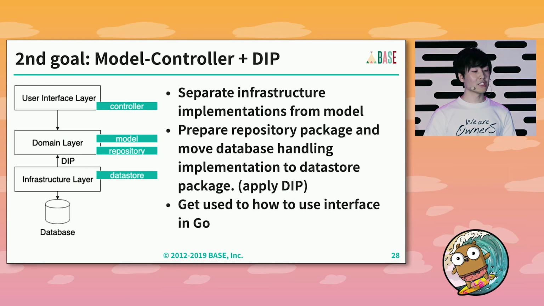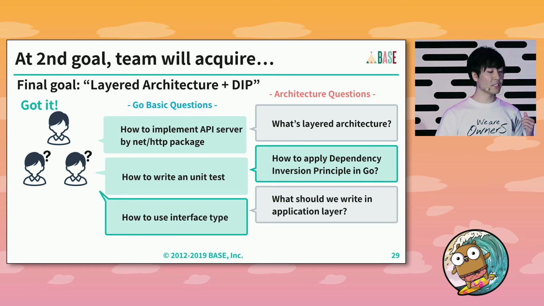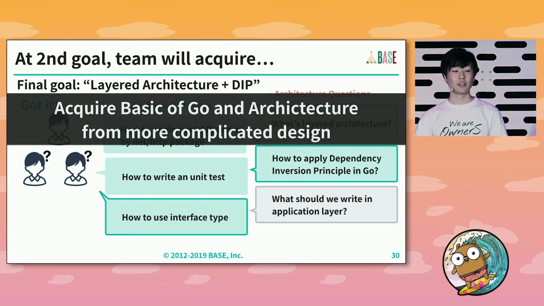The second goal is a model controller plus DIP. I try to separate infrastructure implementation from the model. I prepare the repository package and move database handling implementation to the datastore package. It's to apply DIP. I aim to get used to how to use interfaces in Go. At the second goal, the team will acquire the basics of Go and architecture from a more complicated design.